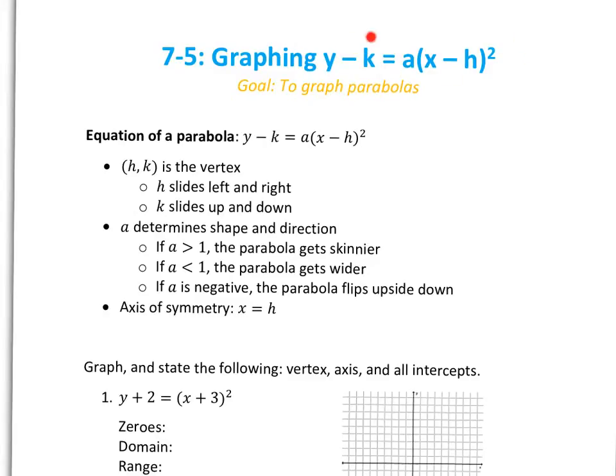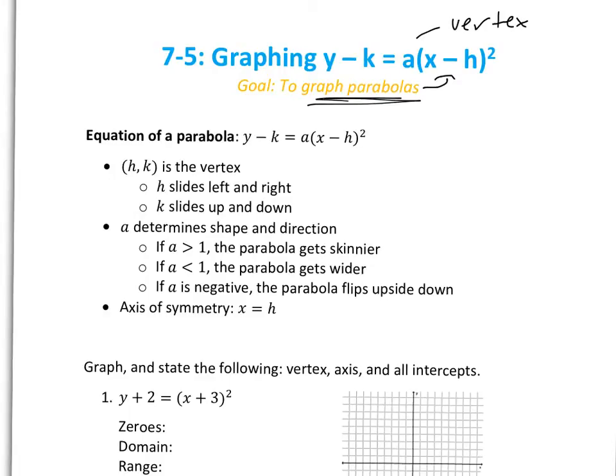y minus k equals a times the quantity x minus h, squared. Okay, basically that's called vertex form. The reason for that is because it's sneakily going to give us the vertex. But the goal here is to learn how to graph parabolas in this form. So we're going to use this form for this section, and then we're going to learn a different form in the next section.